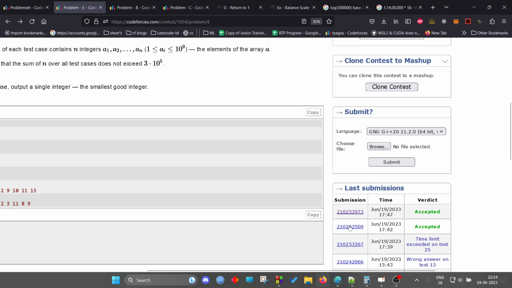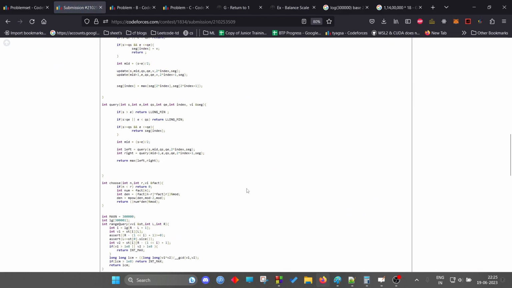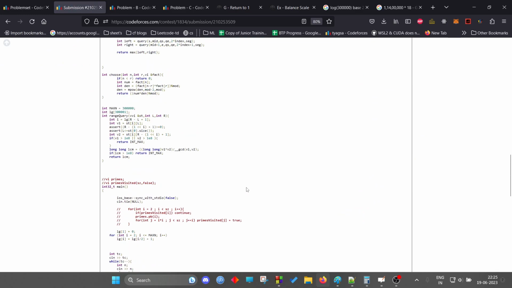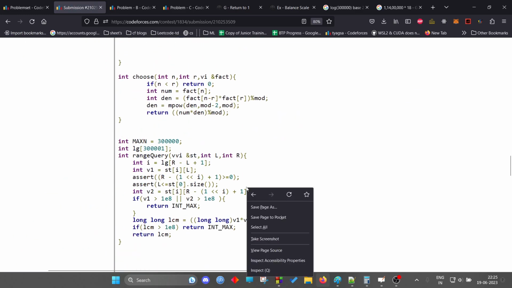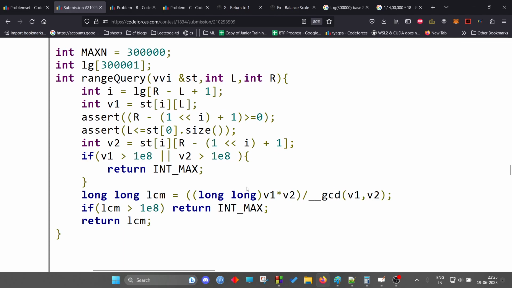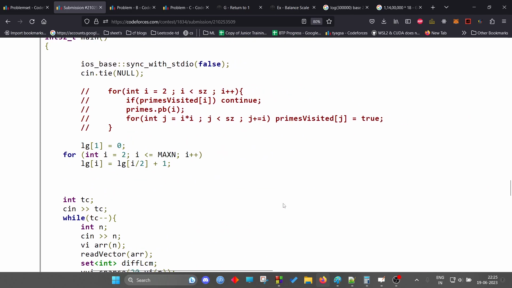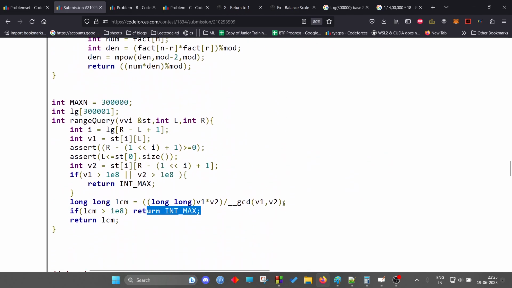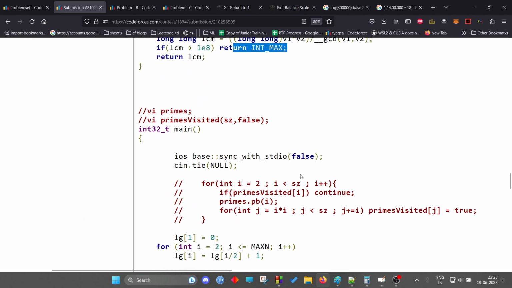I will show you the other summation that has, I think, 1e8 being used. Yeah. So I just made sure that if any of V1 and V2 was greater than 1e8, then we return infinity, just as a way of saying that the LCM is too large and we don't really need to include it. And then overall, after combining the two numbers, if the LCM is again greater than 1e8, we return infinity. So this is basically the code for finding range queries.